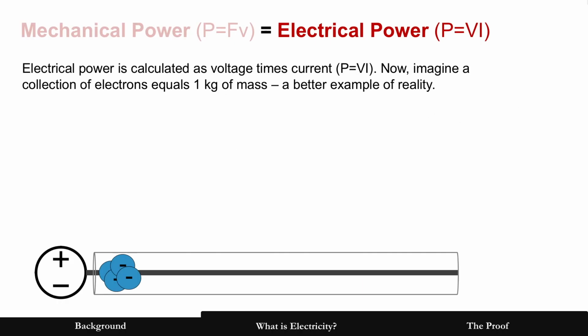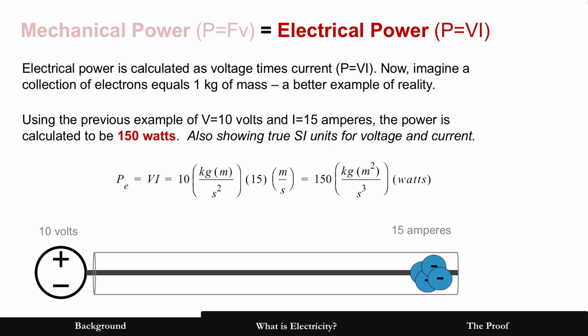Now, electrical power is calculated as voltage times current, P equals VI. Now, imagine a collection of electrons equals 1 kilogram of mass. That's much better than my example where I assumed an electron was 1 kilogram. Let's just assume the collection of these, all 1 kilogram, all moving across 15 amperes. And this is what the equation looks like. And again, we get to 150 watts for that power. It's 10 volts times 15 amps.